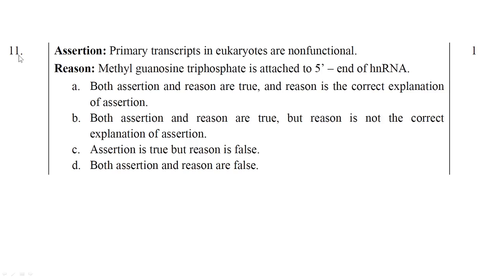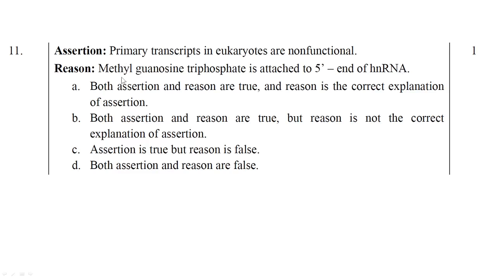So here, question number 11. Assertion says the primary transcripts in eukaryotic cells are non-functional. So you need to have knowledge about eukaryotic genes and the transcription of eukaryotic genes. You have to know that. And there's a reason given over here, another statement: methyl guanosine triphosphate is attached to the 5' end of the heteronuclear RNA.